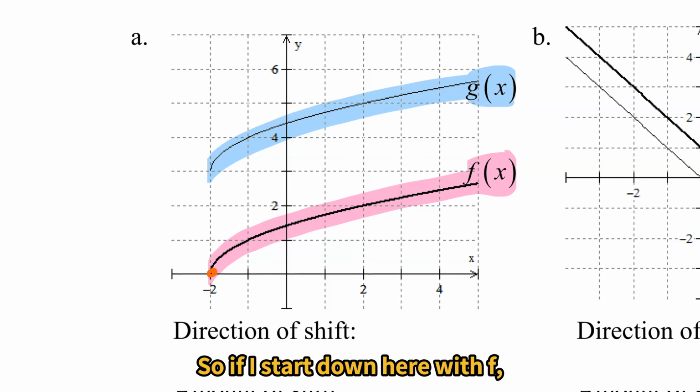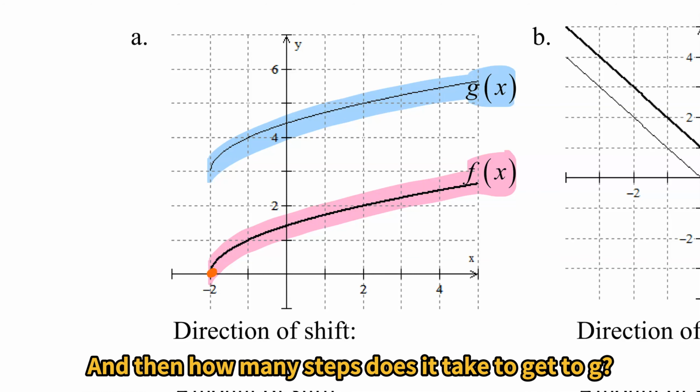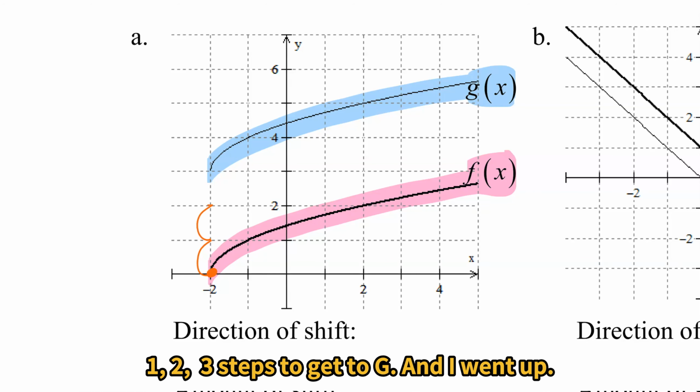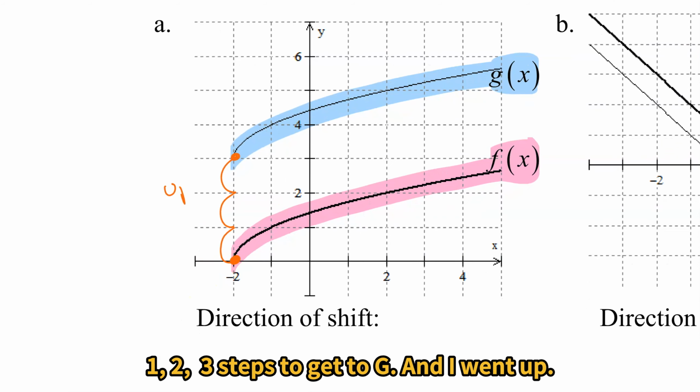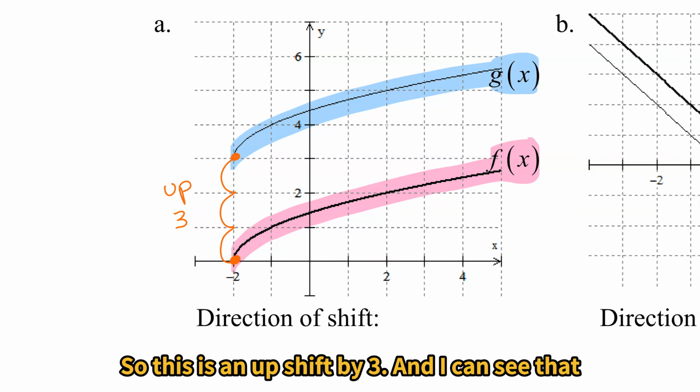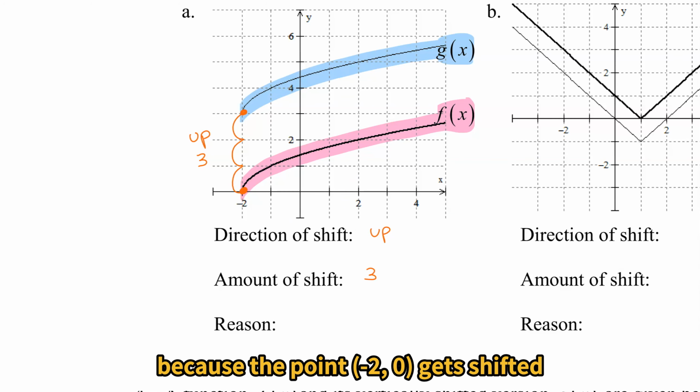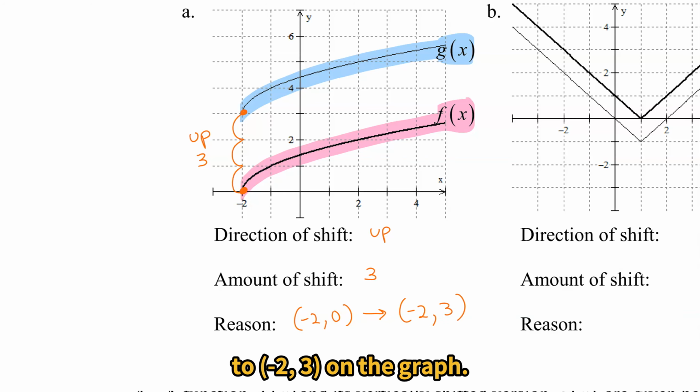So if I start down here with f, it intersects the x-axis if x is -2. And then how many steps does it take to get to g? 1, 2, 3 steps to get to g. And I went up. So this is an up shift by 3. And I can see that because the point -2, 0 gets shifted to -2, 3 on the graph.